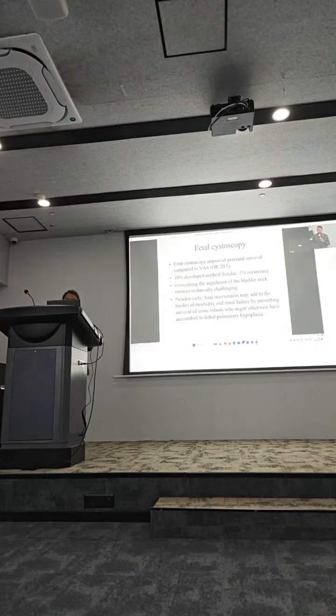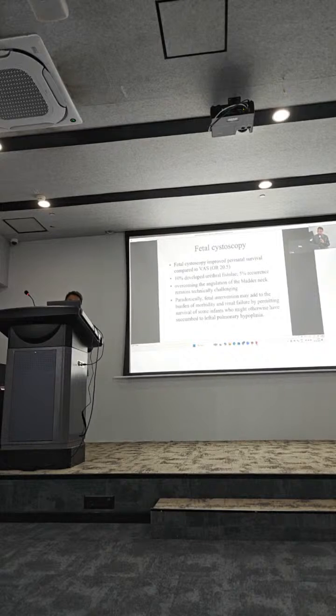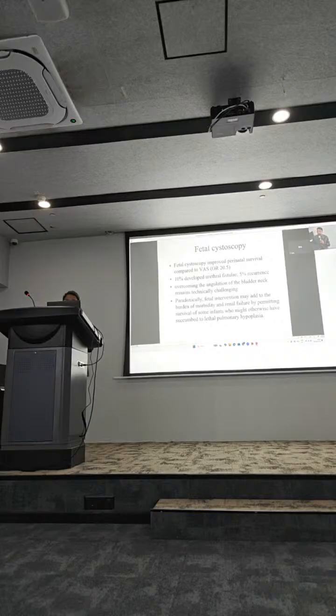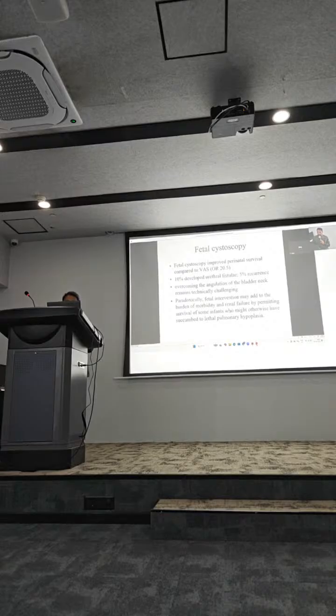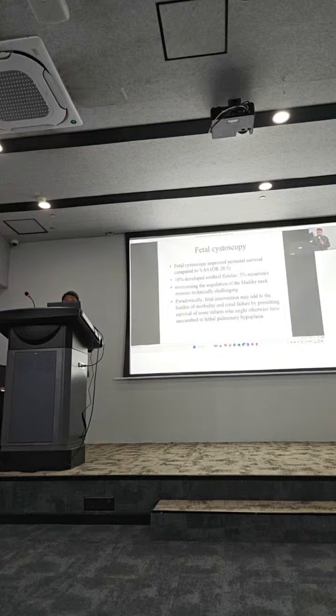So the antenatal interventions, then fetoscopy. Again, fetoscopy has multiple problems. Here you are putting the cystoscope through the mother's abdomen, the mother's uterus, into the baby's abdomen, into the baby's bladder. So you are going through 4 different walls, with a 10% risk of urethral damage and 5% risk of recurrence, and overcoming the angulation of the bladder neck is technically challenging. Paradoxically, fetal intervention may add to the burden of morbidity and renal failure in those who otherwise may have succumbed to the lethal pulmonary hypoplasia. So it never basically took off.